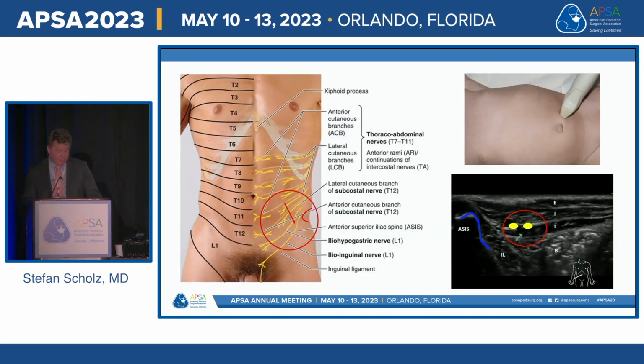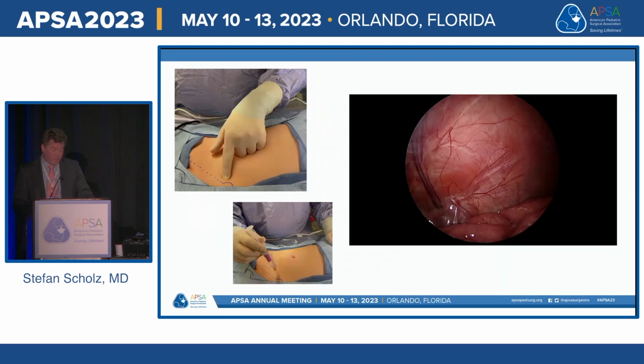But this is the anatomy, again, just to remind you. And this is the ultrasound probe again, and the ultrasound picture shows you the 3 muscle layers, and the yellow, a little bit highlighted, are the 2 nerves you're targeting. They can be seen on ultrasound, and they actually can be seen laparoscopically.